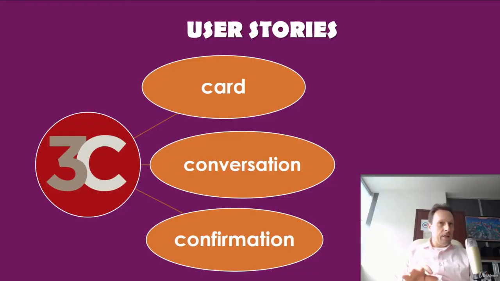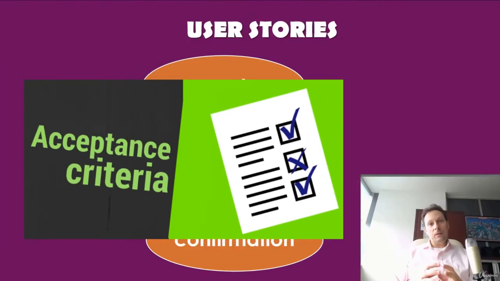And the final C represents confirmation. Confirmation means the test or acceptance criteria that will be used to determine whether we achieved the story or not. By beginning with the end in mind, we make sure we all agree on what we are going to build. Traditionally, the acceptance criteria were written on the back side of the physical cards. Let's see how it looks.